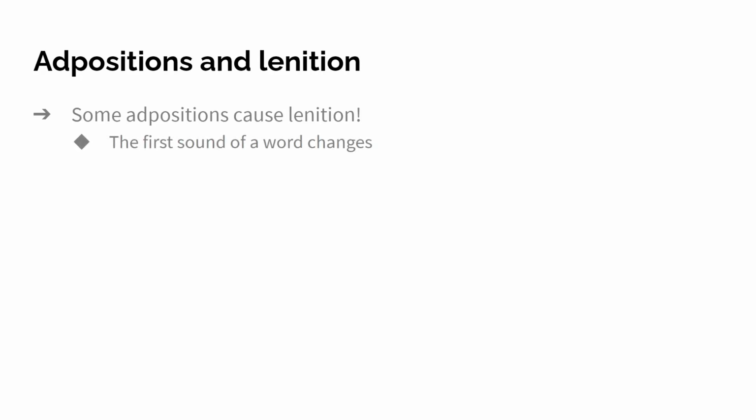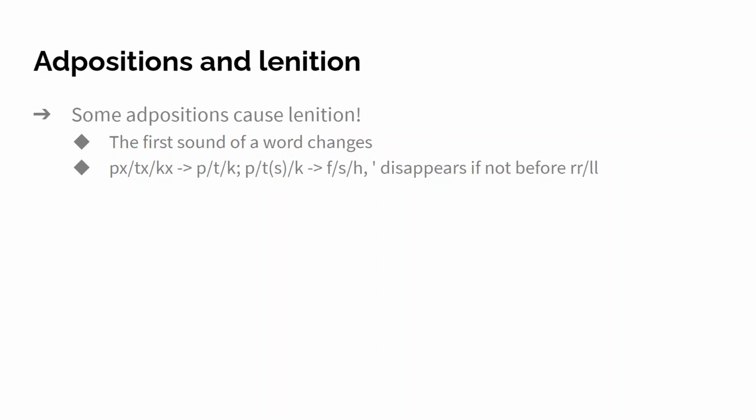Like I already told you, we will again talk about lenition today. The reason for this is that some adpositions cause lenition. Just as a very, very quick and brief repetition, the first sound of a word changes, that's called lenition. And the first sound only changes if it's one of these, so the ejectives change into p, t, k. Those and also then change into f, s, and h respectively. The diphthong disappears if not before double r and double l, so before the pseudo-vowels.